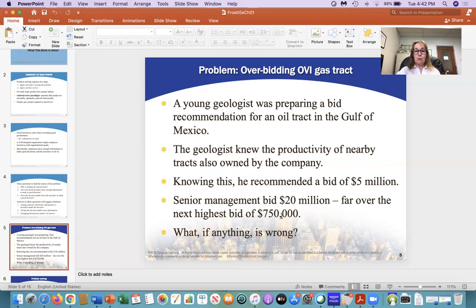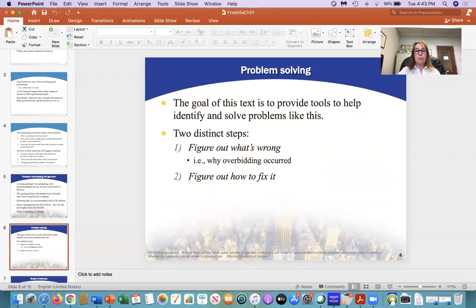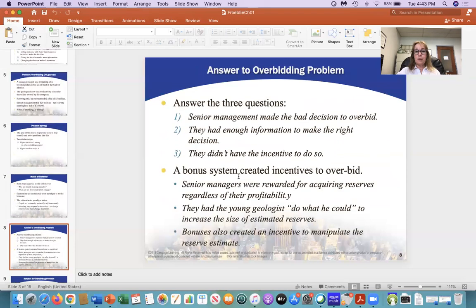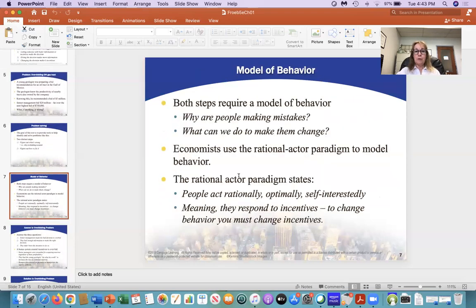So what's wrong with this picture? Why would they bid so much when he recommended $5 million? Come to find out, that was really high, because the next highest bid from them was only $750,000, and here senior management completely ignores him and bids $20 million. So first they had to figure out why the overbidding occurred, and then they had to try to figure out how to fix it. They do mention the answers here. I thought I was going to have to go to the book, but I forgot it's in here.